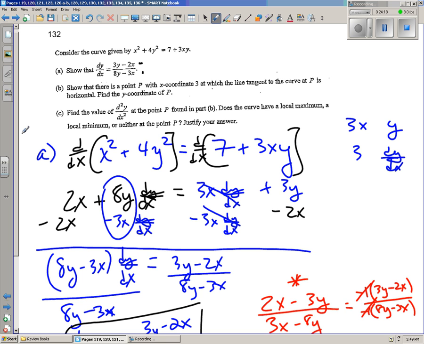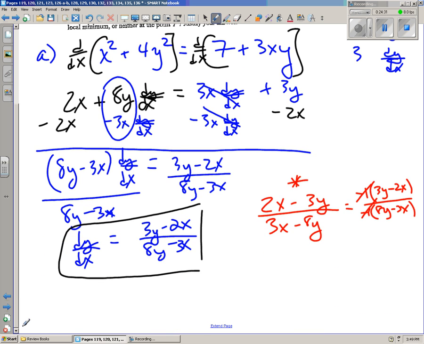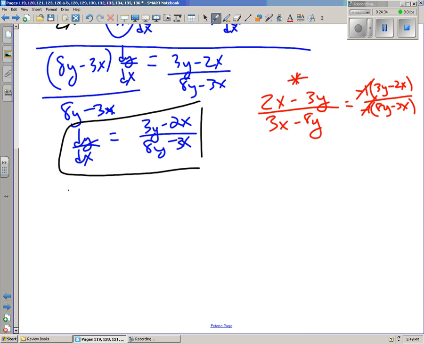Okay. So if I know the x is 3, I want to show that there's a horizontal tangent. A horizontal tangent means that the derivative, dy over dx, would have to be 0. So let's see what happens here. Well, dy over dx, if x equals 3, would be 3y minus 6 over 8y minus 9. Now, I would need the y-coordinate of this particular point to demonstrate that this derivative is in fact 0.